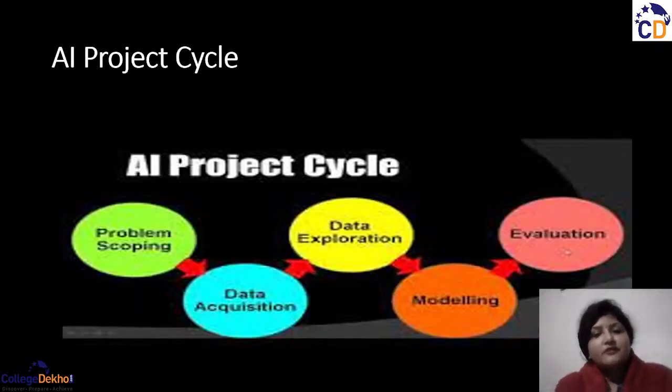These are the 5 steps that need to be taken while building an AI project. First is problem scoping. The second stage is data acquisition. The third stage is data exploration. Fourth, modeling. And the last stage is evaluation. I'm taking one example and applying the AI project cycle to it, to make you understand how we apply the AI project cycle in our projects. So let us begin with the session.